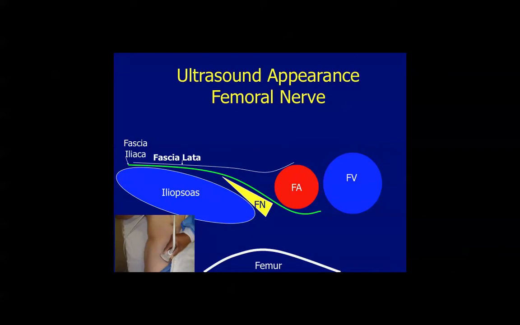What we will see in this view is a triangular appearance of the femoral nerve. The most medial structure in this view will be the femoral vein. Lateral to the femoral vein, the femoral artery. Lateral and deep to the femoral artery, the femoral nerve.